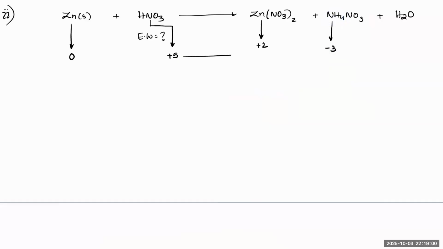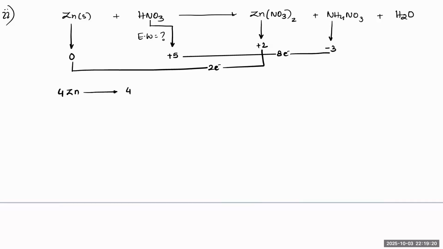So from here to here, how many electrons is it changing? 8 electrons. So from here to here, how many electrons are changing? 2 electrons. So if I have to counterbalance, then I must have 4 zinc. So I'm writing directly 4 zinc should be present to convert that into 4 Zn plus 2. Okay.